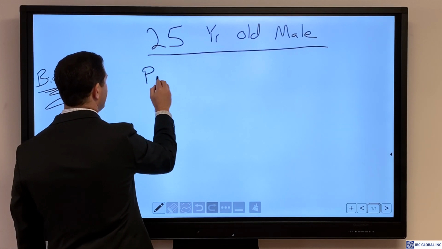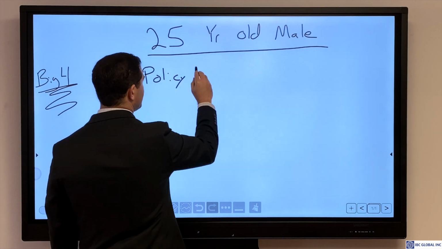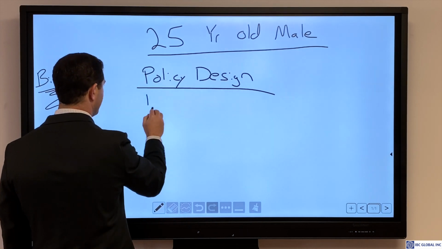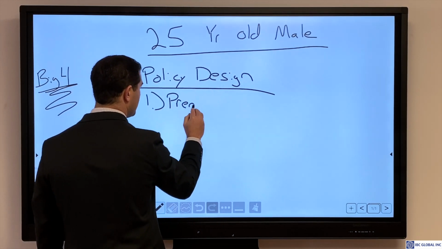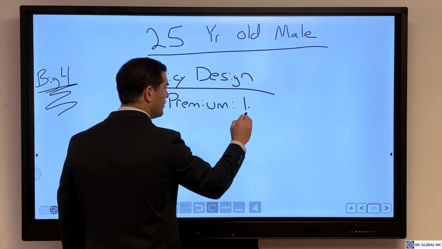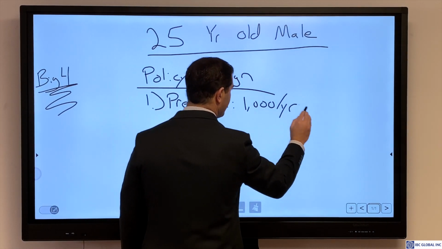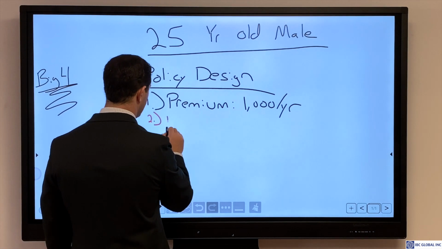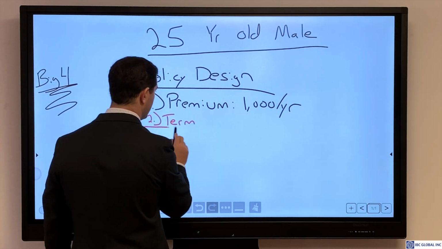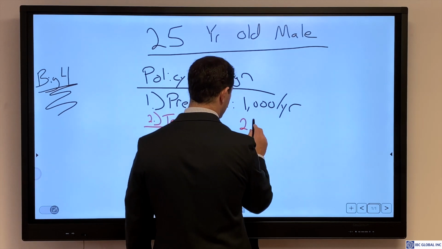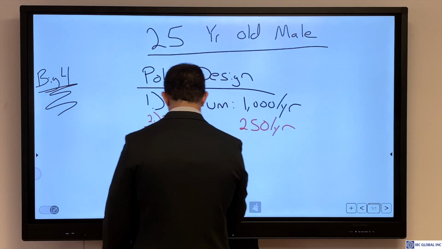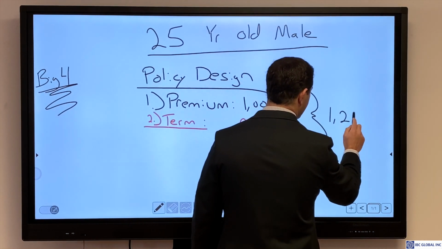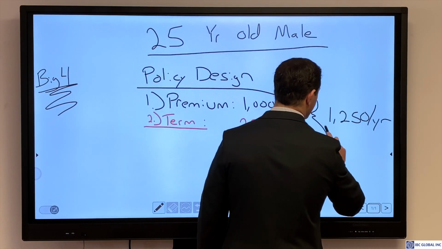And the policy design. Here's what we're going to do. We're going to have a policy that is equipped with the following. We have a minimum premium of $1,000 per year. I'm going to put in a term rider that is under $250 a year, meaning the total scheduled outlay is going to be $1,250 a year, or a little over $100 per month.